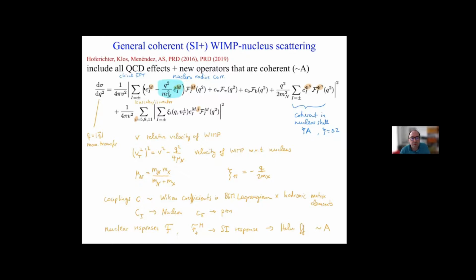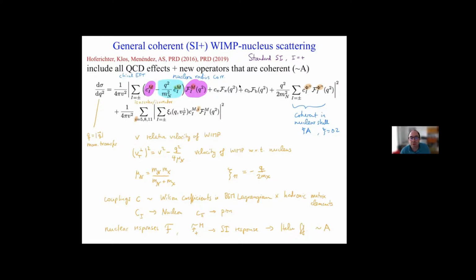So what do you use for the so far spin independent? Maybe I should also color that in with purple. So the standard spin independent corresponds to keeping only this, with I equal to plus. Okay, then you can have isovector corrections. These you also know already. Then you can have of the standard response a nucleon radius correction.